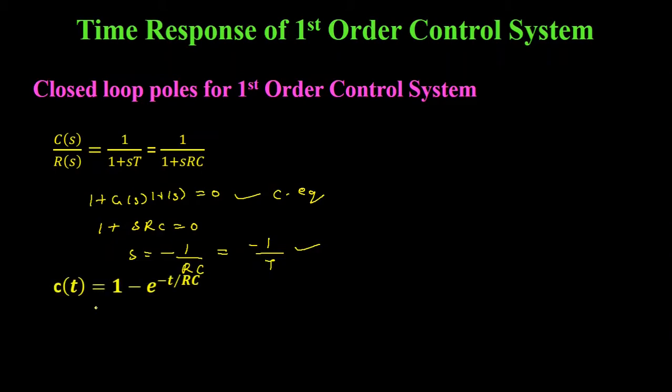This is the time response of the first order control system when subjected to unit step input: c(t) is equal to 1 minus e to the power minus t by RC. Here we can see that the exponential index, minus 1 upon RC, or we can say minus 1 upon T, is the closed loop pole of the system. So if a step input of magnitude A is applied, then c(t) will be equal to A into 1 minus e to the power minus t by RC.